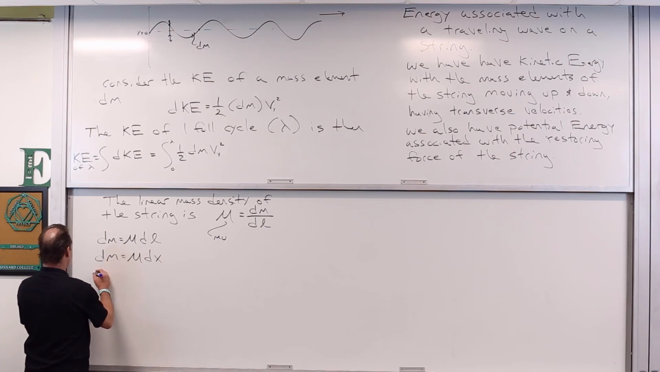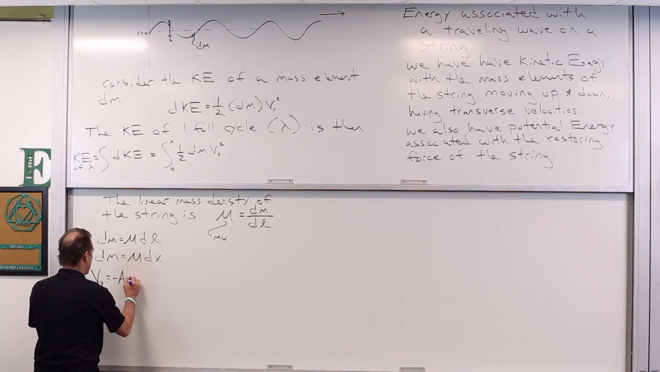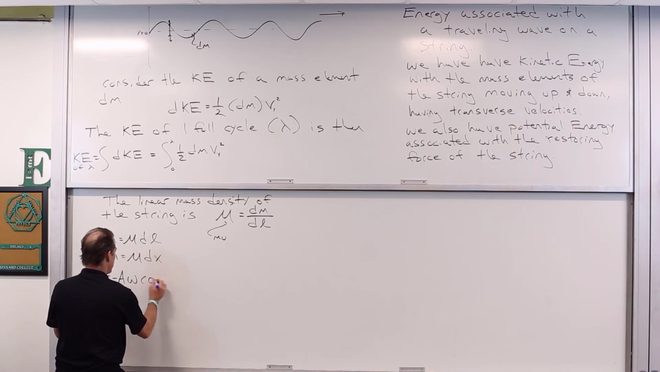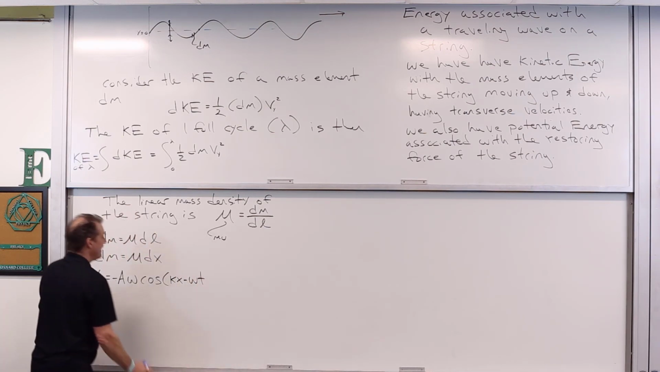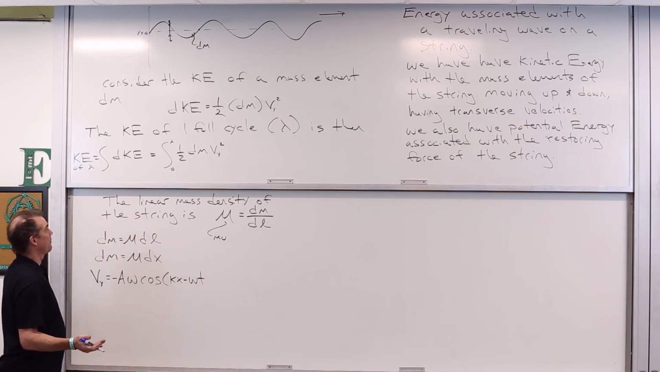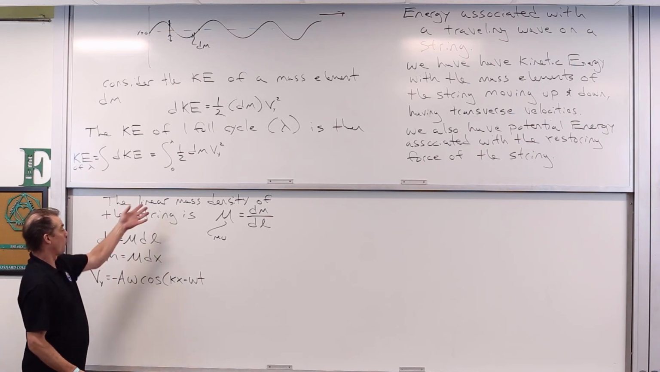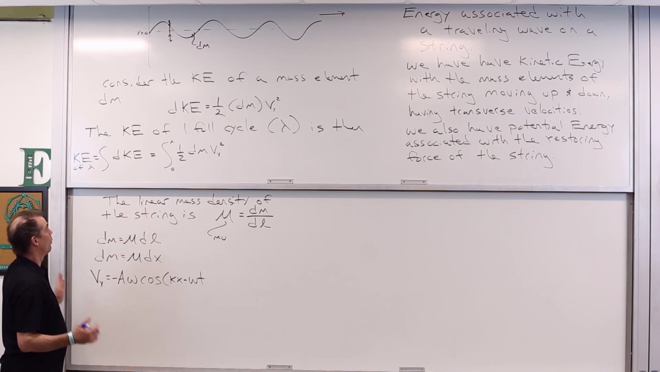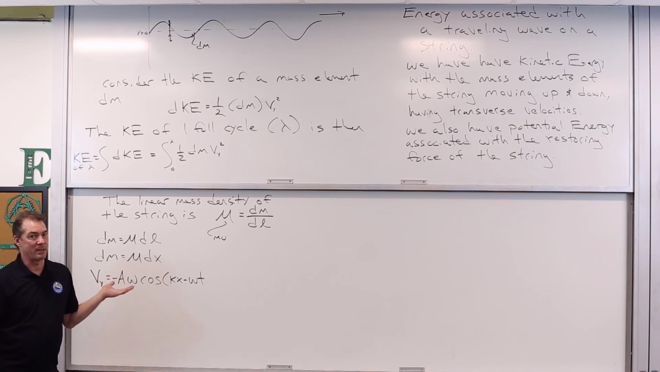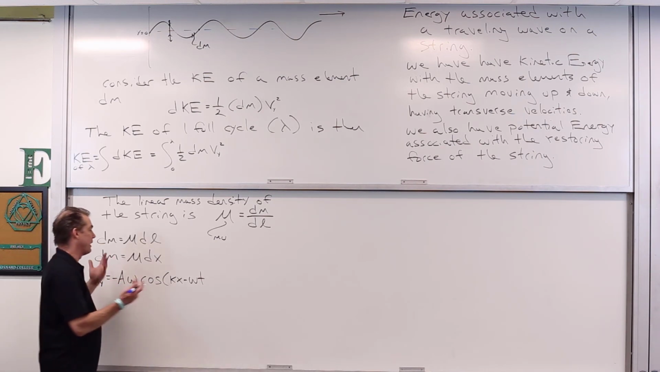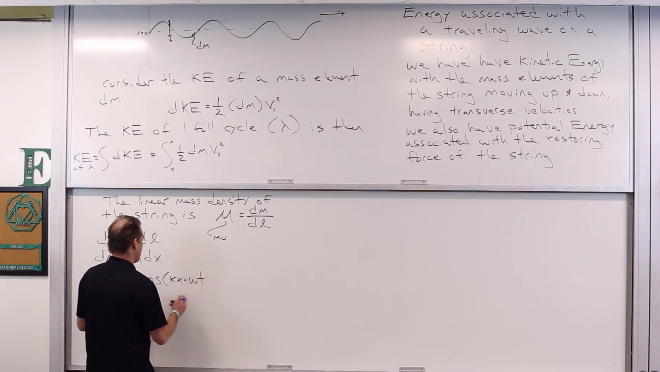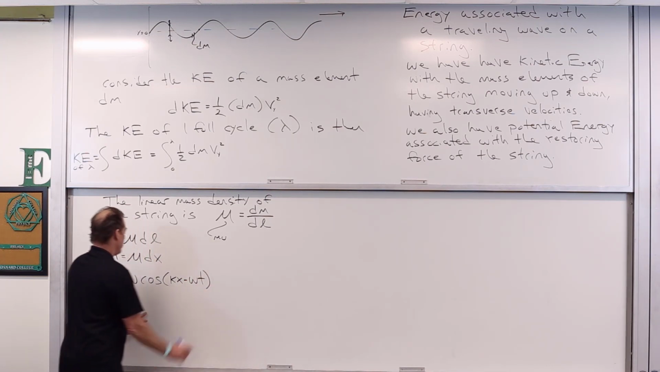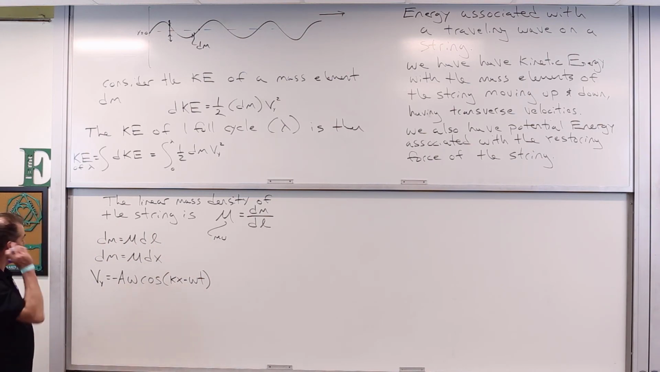The transverse velocity of a wave on a string, v sub y, is equal to negative a omega times the cosine of kx minus omega t. There's a plus phi in there, but we're going to integrate over one full wavelength, so it doesn't really matter where we start. The easiest thing is to say that the phase constant is 0. So there is the transverse velocity.